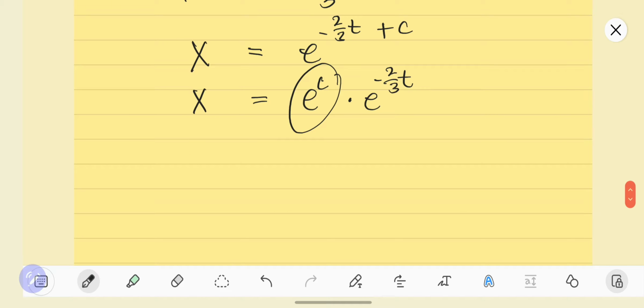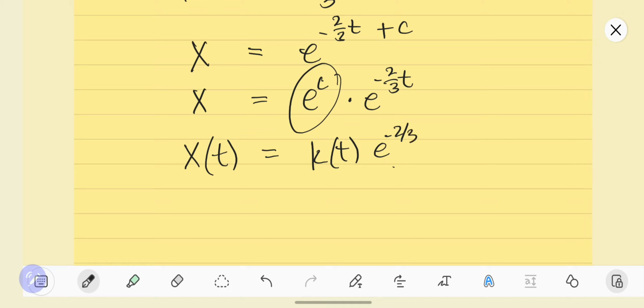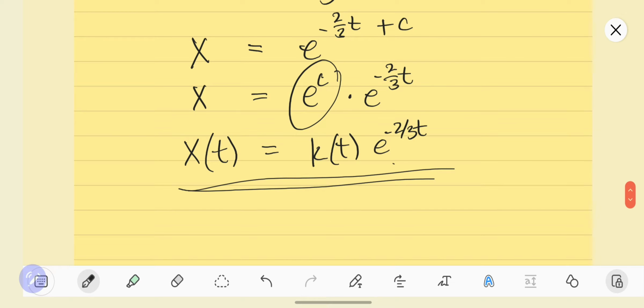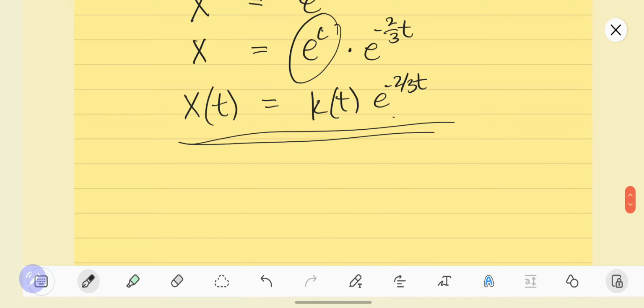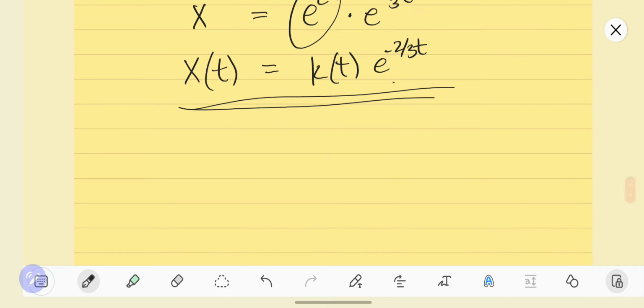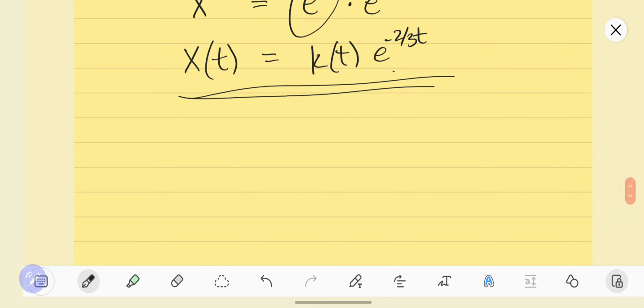So the true form of the solution of the non-homogeneous would become x of t equals k of t times e to the negative 2/3 t. So this is now your solution to the homogeneous equation. And then next, we try to plug this into our non-homogeneous equation.